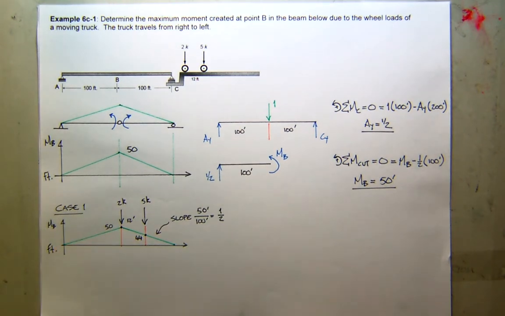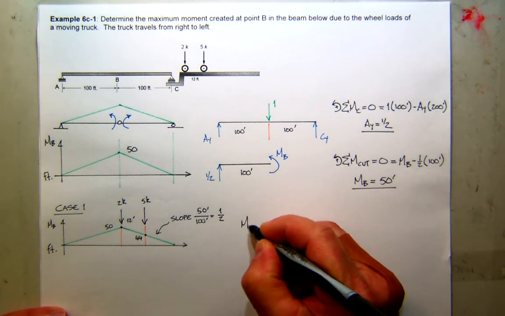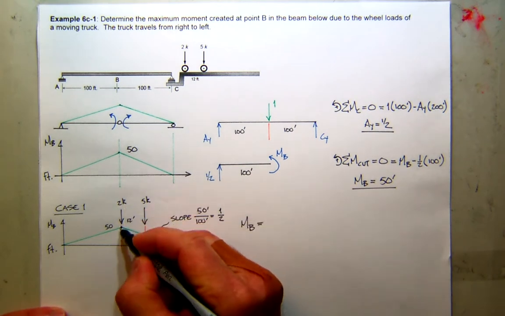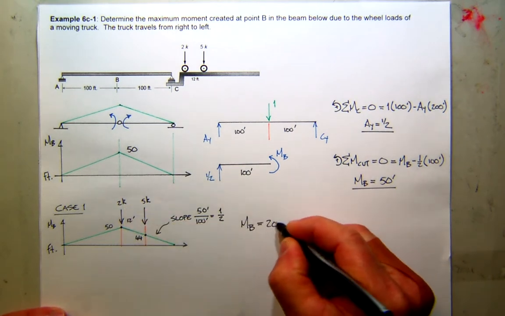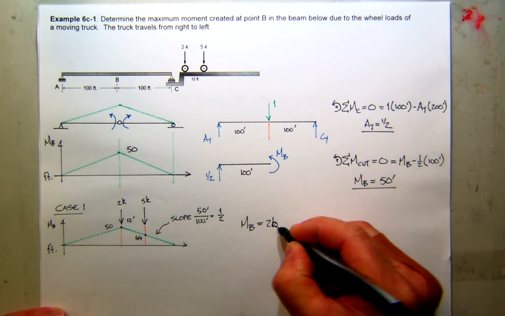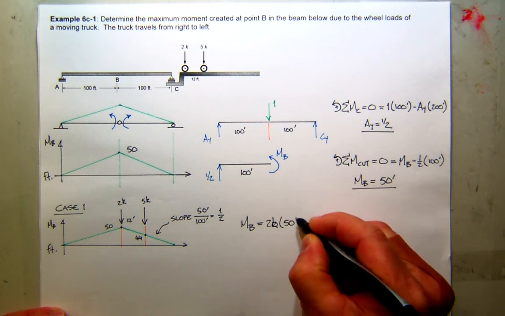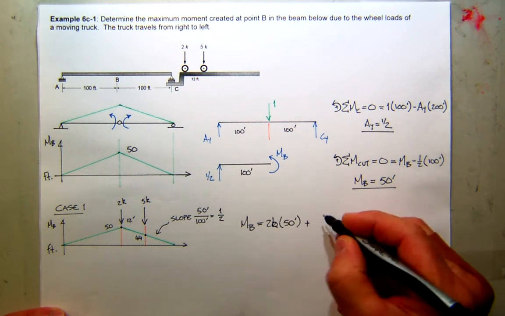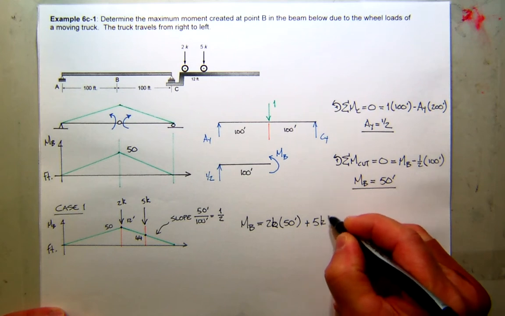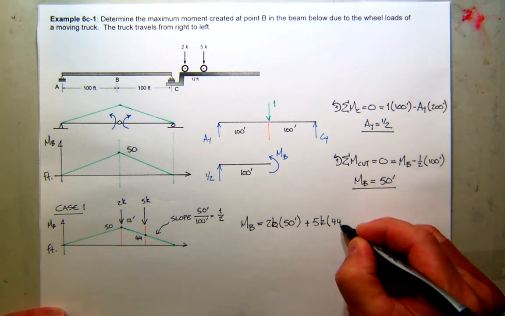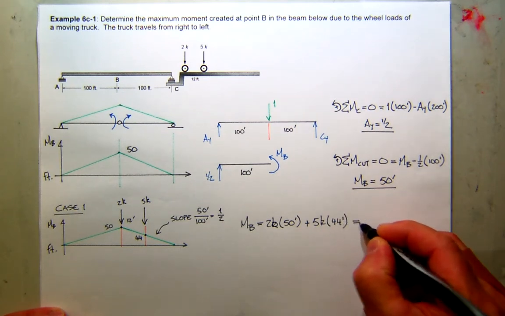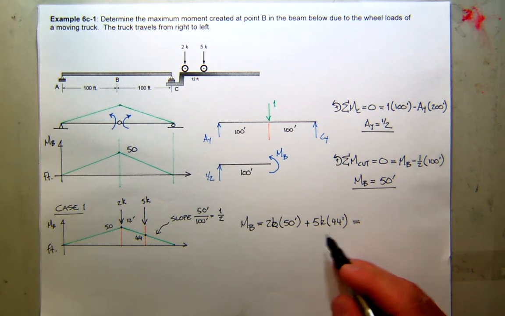So how do I find the moment at B? I take my 2 kip times 50, so this will be 2 kips times 50 feet plus 5 kips times 44 feet. What's that equal to? 320, I'm guessing.